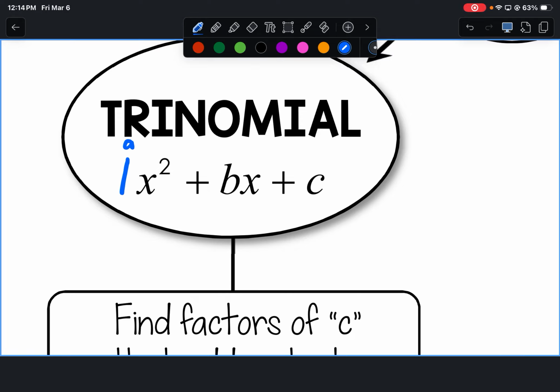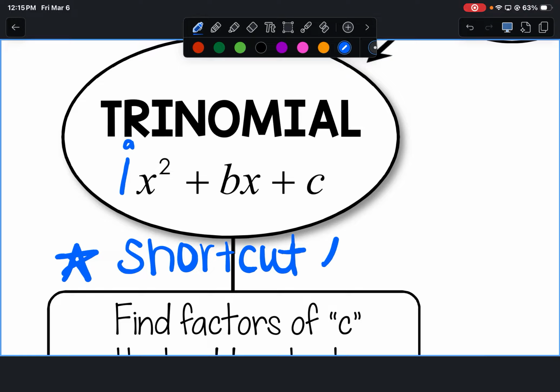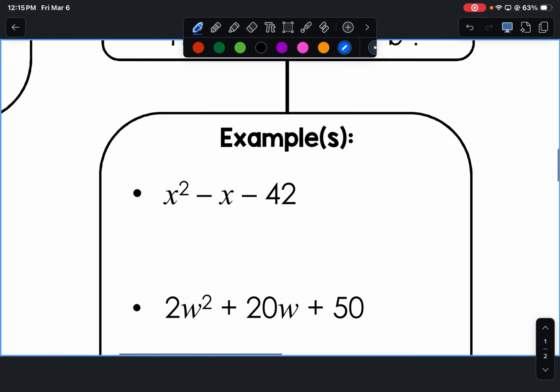When a is 1, that is when you can use a shortcut. This is the only one that has a shortcut. A has to equal 1. Then you can use a shortcut. So we're going to go ahead and look at a couple of questions we have here.